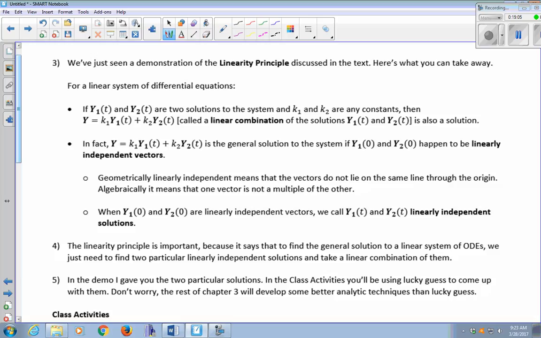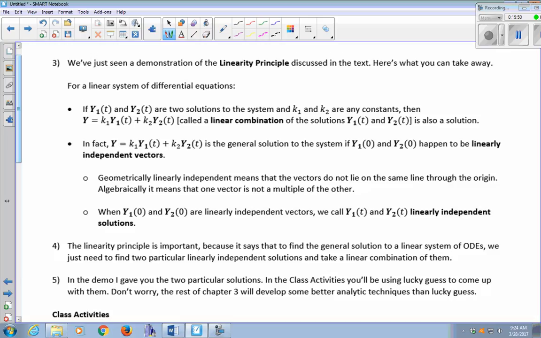In fact, if you let k1 and k2 be arbitrary constants, like don't pick a 2 and a 3, but leave it k1 and k2, that's the general solution to the system, as long as y1 of 0 and y2 of 0 are linearly independent, which is why I had you check that. Geometrically, linearly independent means that the vectors don't lie on the same line through the origin. Algebraically, it means that one's not a multiple of the other. And when y1 of 0 and y2 of 0 are linearly independent vectors, we call y1 of t and y2 of t linearly independent solutions.